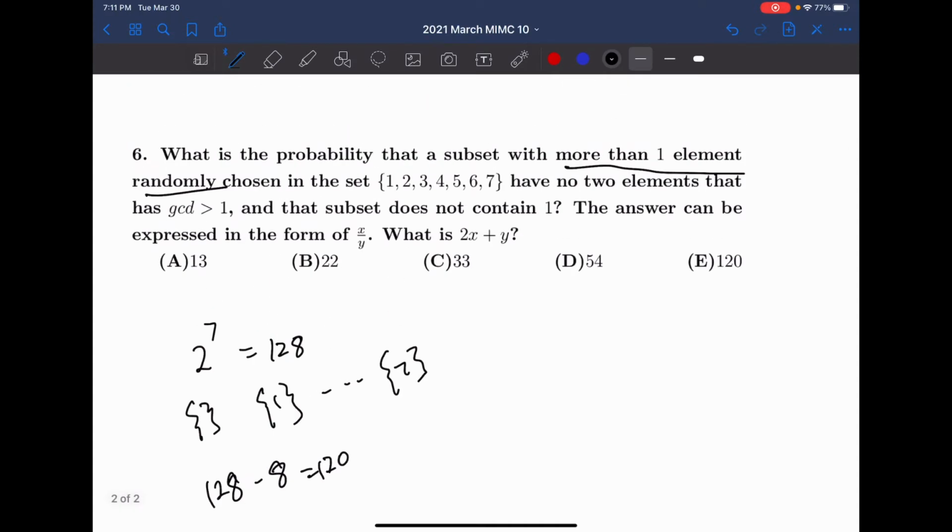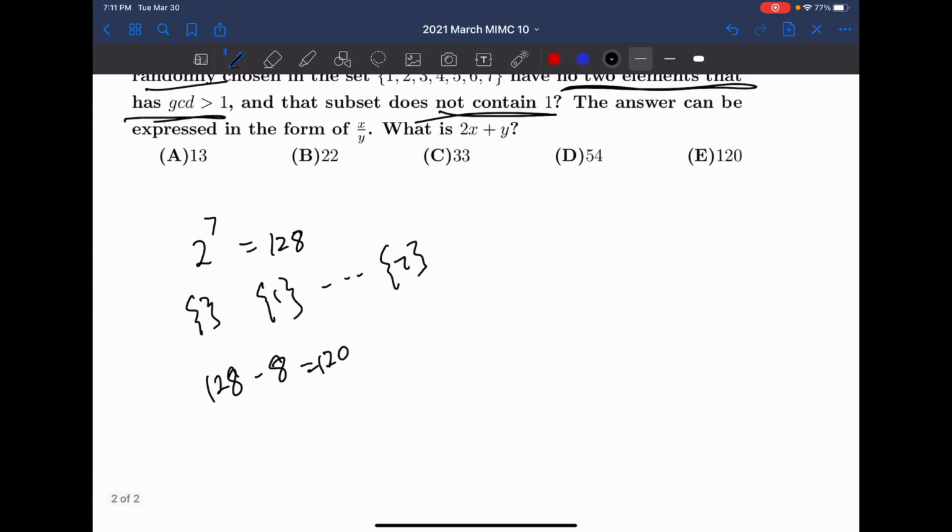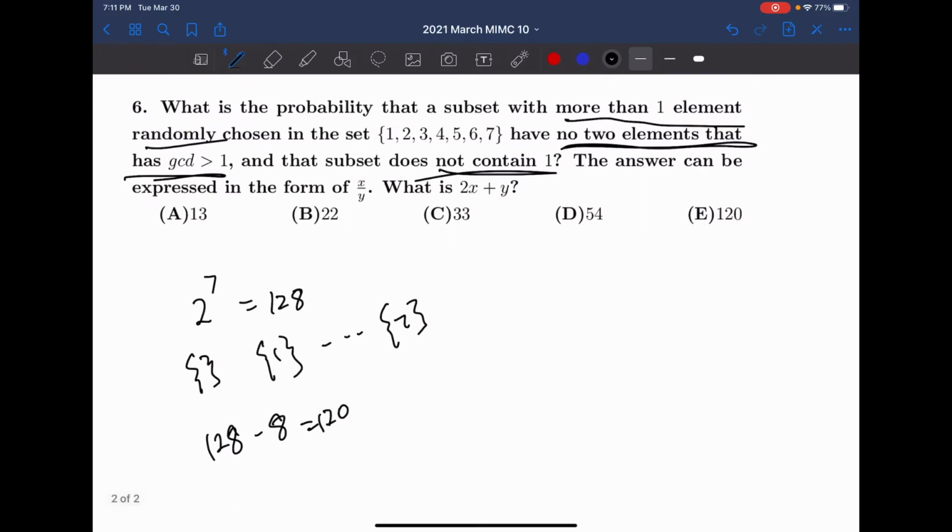And the numerator has 2 requirements. The first requirement is that no 2 elements have a GCD larger than 1, and the second requirement would be the subset does not contain 1. So since it does not contain 1, our limit would be reduced to about 60, and a better way can be complementary counting, and that is already in the solution. So I would actually just list them out. But before we list them out, we want a pattern that we can list them out so that we don't miss any, we don't overcount any. So let's get started.